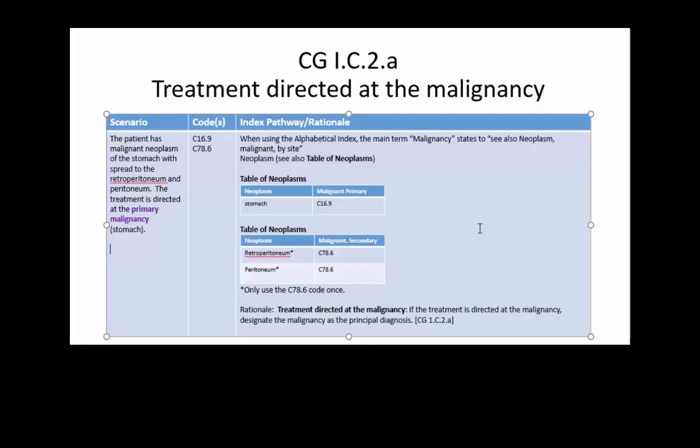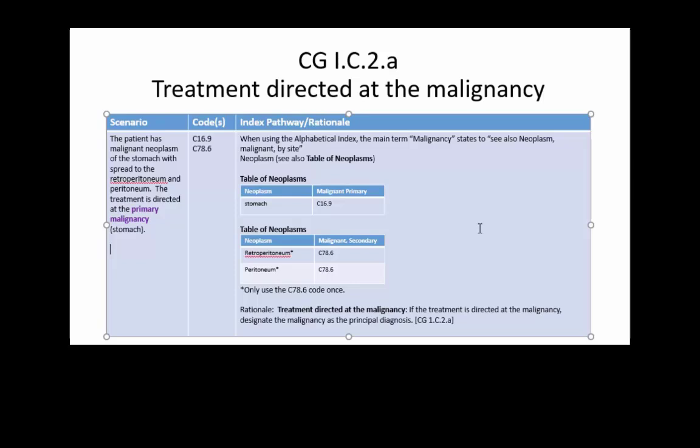But in this case, this patient has stomach cancer primary that has spread to the retroperitoneum and the peritoneum. So you see that in the table of neoplasms, I'm in the malignant primary column to find the code for the stomach cancer. And then I'm in the malignant secondary column to find the codes for retroperitoneum and peritoneum. Now, because those two, retroperitoneum and peritoneum, have the same code, you're only going to use that code once.